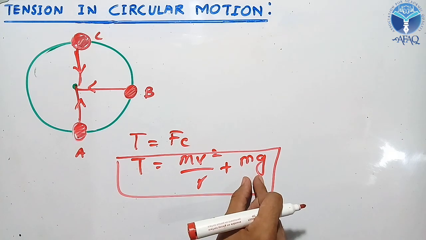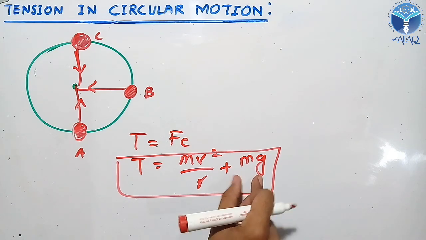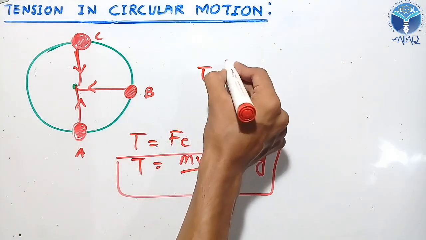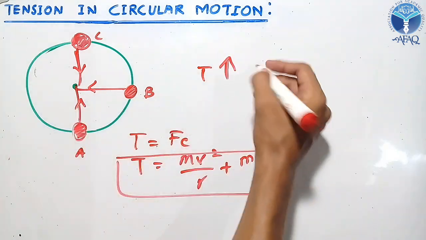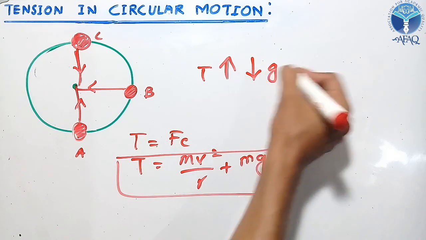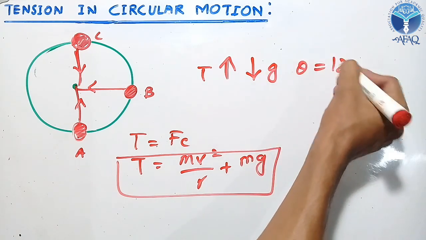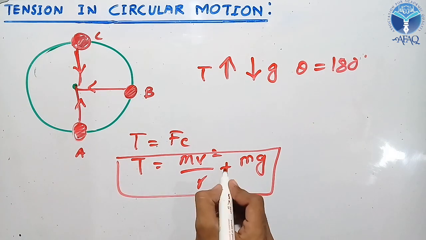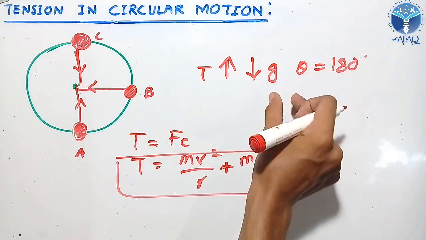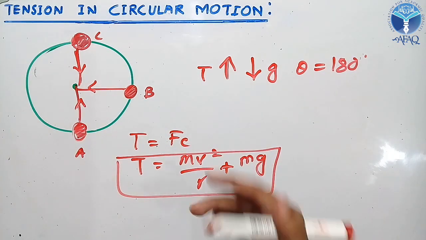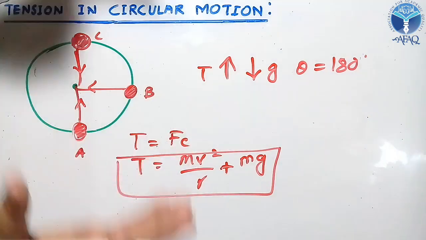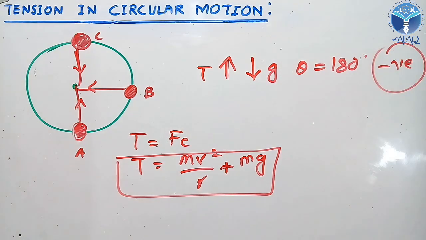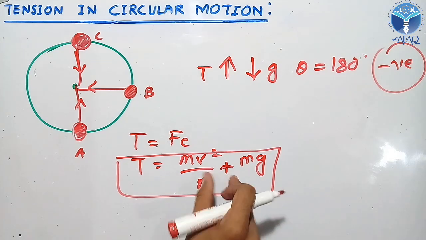Why did I put here mg? That's the most important. Now at the point A, you know that the tension acts upward and the gravity acts downward, and the angle theta between them is 180 degrees. So you would think, why did I put a positive sign? Because the tension and the gravity are in opposite senses, which means the tension and the weight of the object are in opposite directions, so I would have to put a negative sign, but it isn't like with vectors, because here I have to put positive signs.